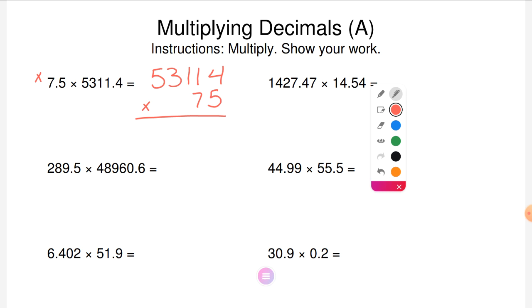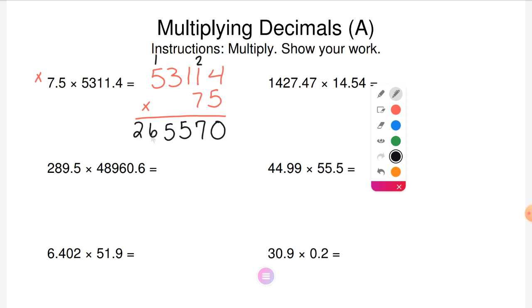Easton T, walk me through what we do. You talk. All right. First, you do 5 times 4. Okay. 20. Regroup the 2. Keep going. 5 times 1 will be 5, plus 2 will be 7. Okay, good job. Keep going. 5 times 3 will be 15. Regroup the 1. 5 times 5 will be 25, plus 1 will be 26.